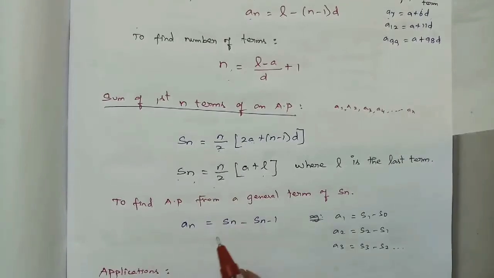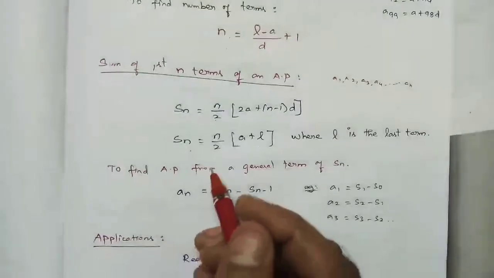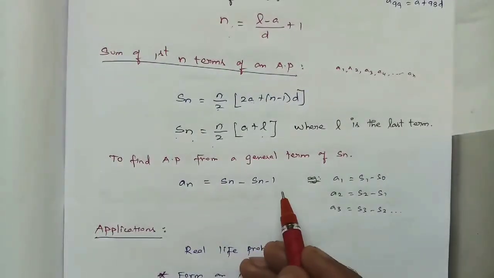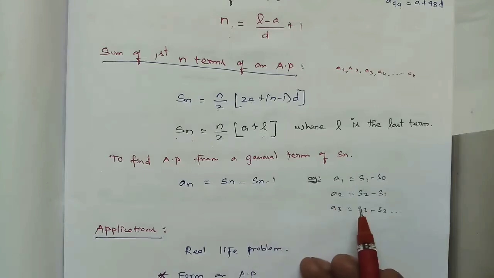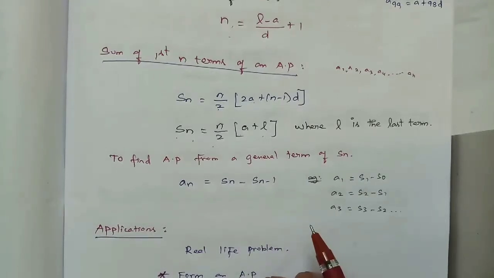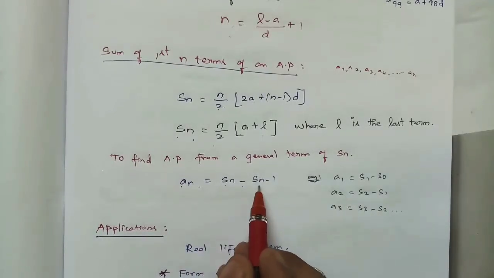Suppose they give the general form of Sn, the sum of first n terms, like Sn is equal to 3n minus 4n square, and ask you to find the AP. Then how do we find it? Very simple. We know the formula: An is equal to Sn minus Sn minus 1.